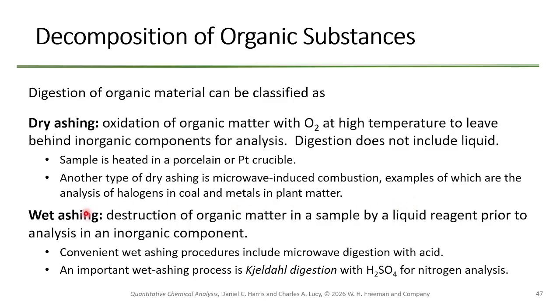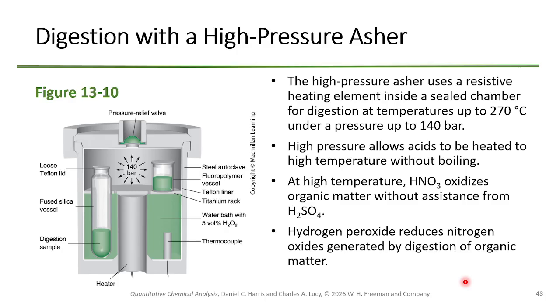Very typical for those. Wet ashing is the destruction of the organic matter in a sample by a liquid reagent prior to analysis of an inorganic component. Conventional wet ashing can include microwave digestion with an acid. This is a very common way to do this because it typically wet ashes most of your organic materials anyway. One of the important wet ashing processes is the Kjeldahl digestion, using H2SO4 for nitrogen analysis. That was the previous method we talked about a while ago now, all right? But that was that one.